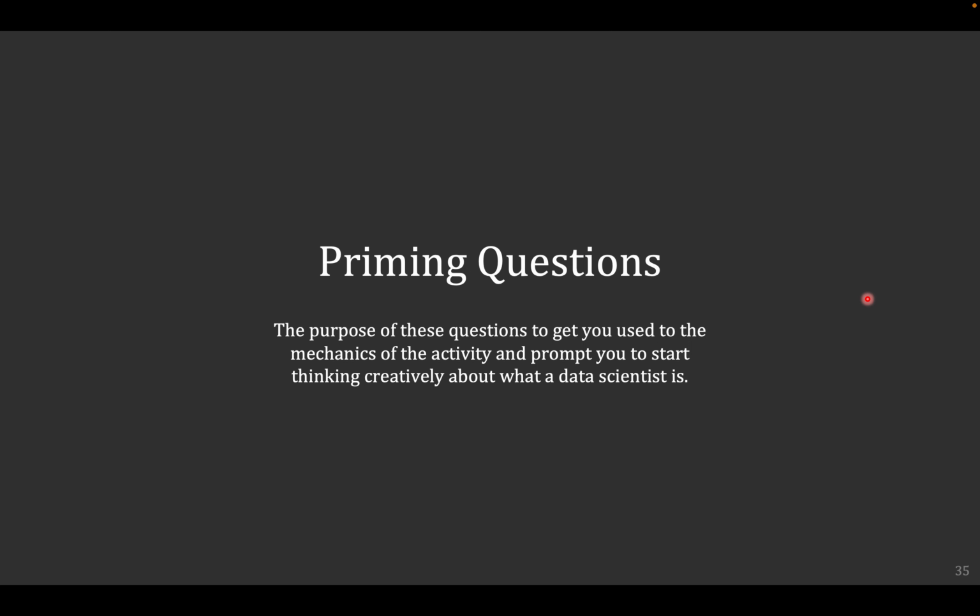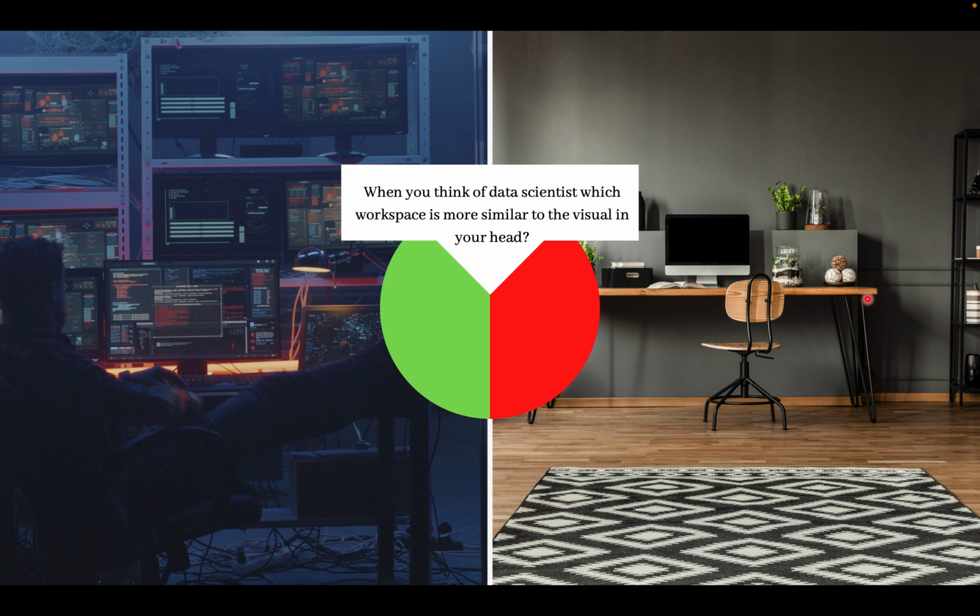So priming questions. This is the first section that we're going to go through. The purpose of these questions is to get you used to the mechanics of the activity and to prompt you to start thinking creatively about what a data scientist is. So the first question, please go to that Google form and select green or red to which image you agree with more. When you think of a data scientist, which workspace is more similar to the visual in your head?